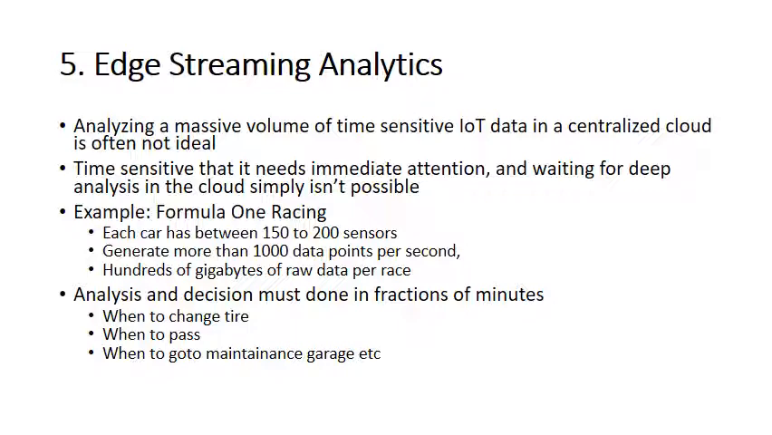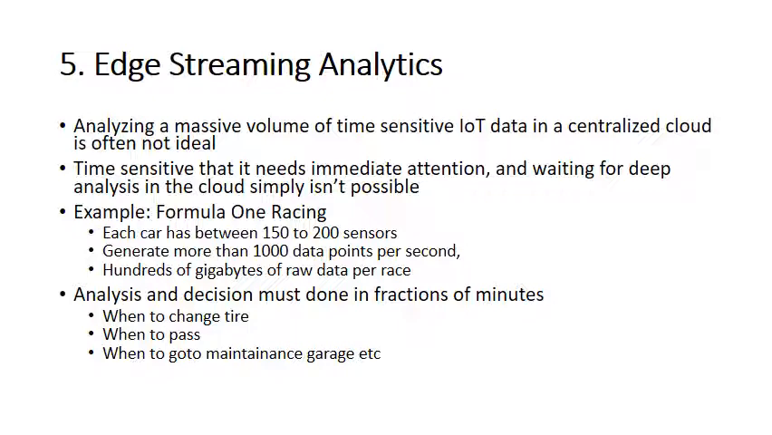So the next one is edge streaming analytics. It's all about processing the data and getting the analytic results at the edge only. IoT generates a huge amount of data, so it is not possible to process all the data at the edge only. Some important or high priority data should be processed at the edge, and low priority data will be sent to the cloud.